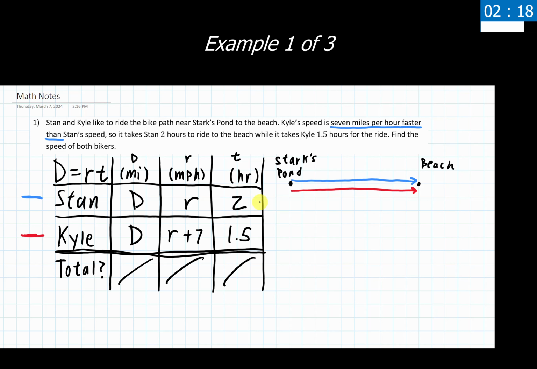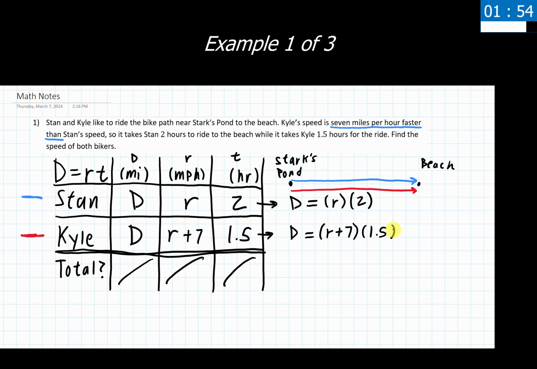So I can go straight across here and say the distance for Stan is equal to his rate, whatever that is, times 2 hours. And what do I know about Kyle? Well, I know Kyle's distance is the exact same, and his can be written as r plus 7 times 1.5.